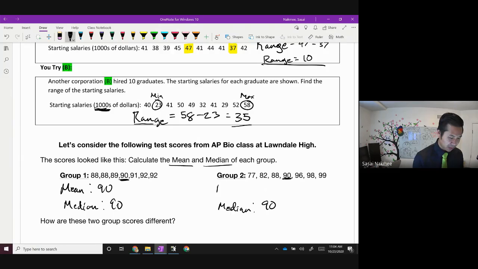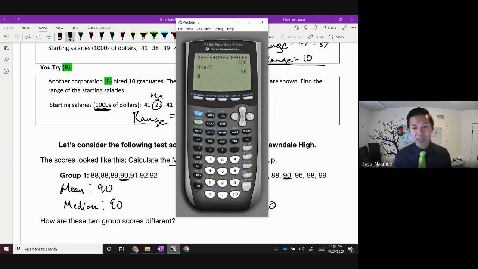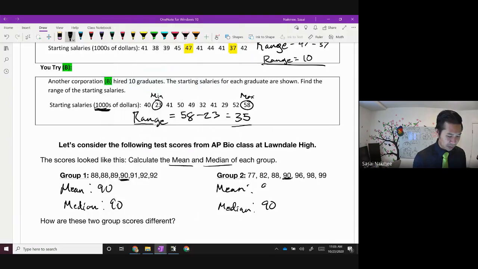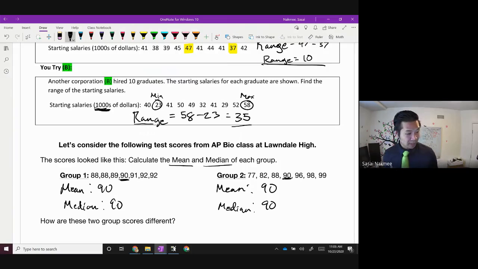And we're going to do this over here. This one's not a table. Plug it in, and you get 630 again. Add it all up, divide that by 7. That's also going to give me a mean of 90. So I have the same mean and the same median for both groups.